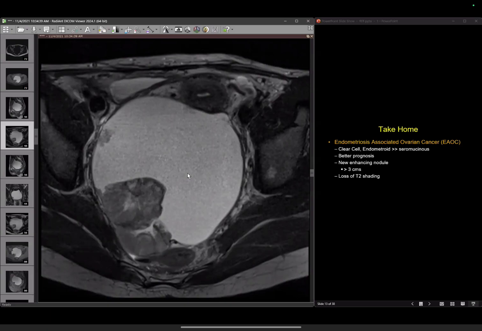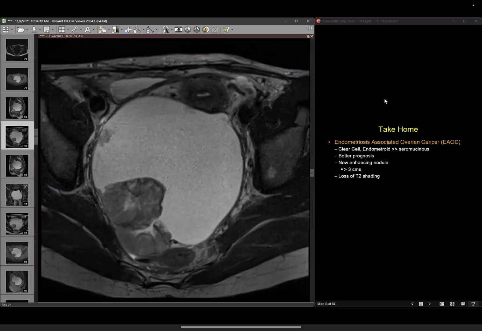What ends up happening is, over time, if you develop a cancer, the cancer is itself producing fluid, and that dilutes the iron content within the cyst, and therefore that T2 shading gets reversed, and it is brighter than normal endometriomas, which show shading. So again, excellent discussion there, and that's the take home point of this case.